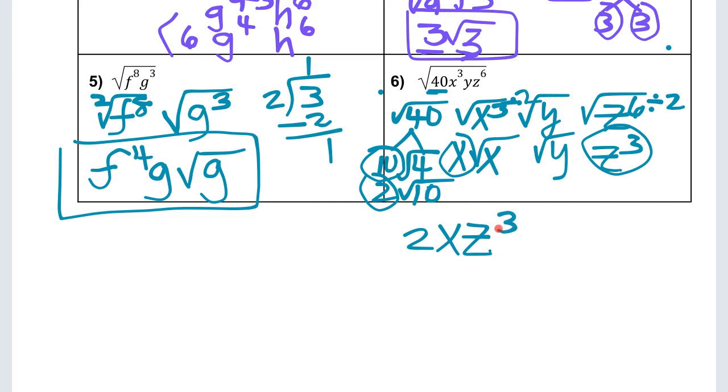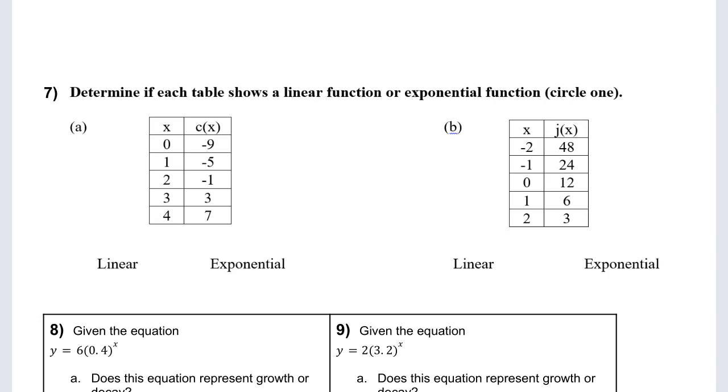On the outside, grouping together inside the radical, we have x, we have y. Next part is determining if the table is linear or exponential.